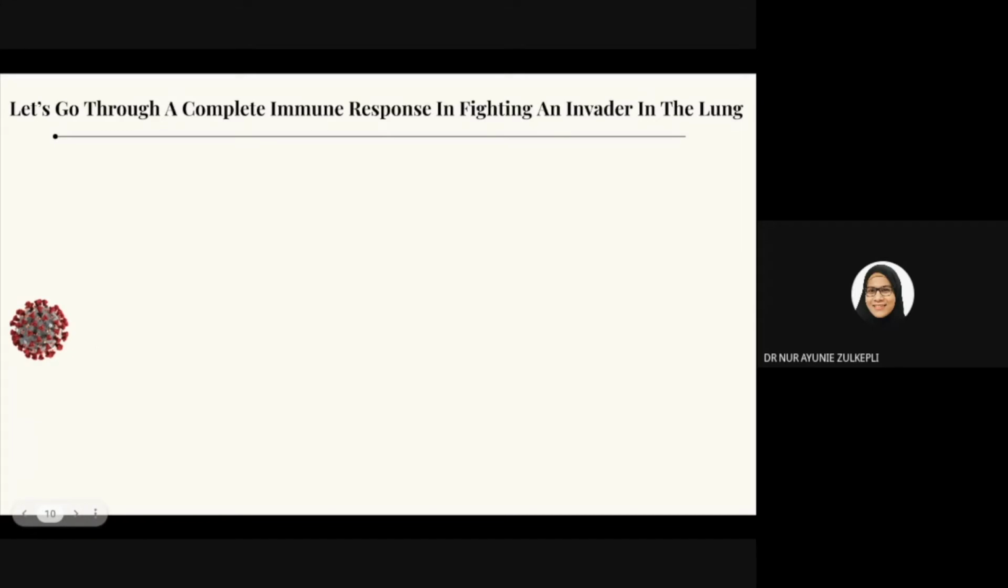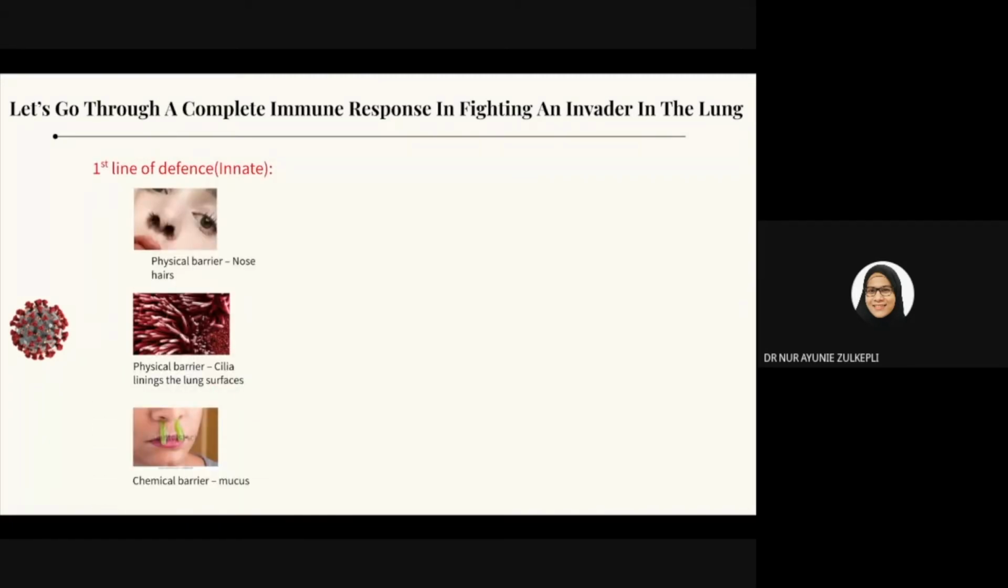So when it is willing to enter the body or has already entered our body, what will happen to our pulmonary system? We have the first line of defense, which we call innate. We have a physical barrier, which is the nose hairs, and also the physical barrier of cilia lining the lung surfaces. And our first line of defense also includes the chemical barrier, the mucus. All these barriers will prevent the entrance of particles into our body, but somehow it is not very effective.